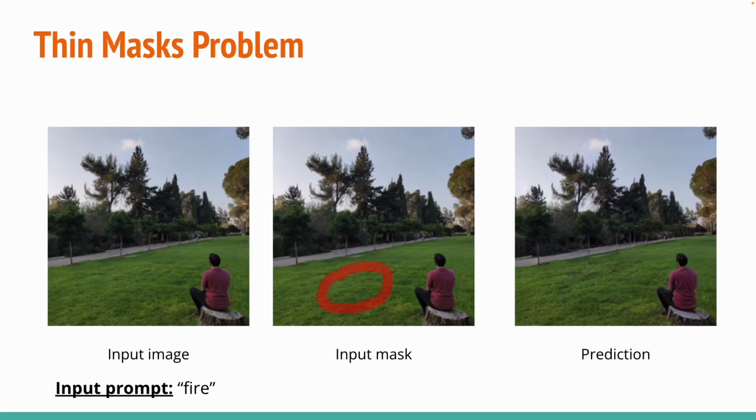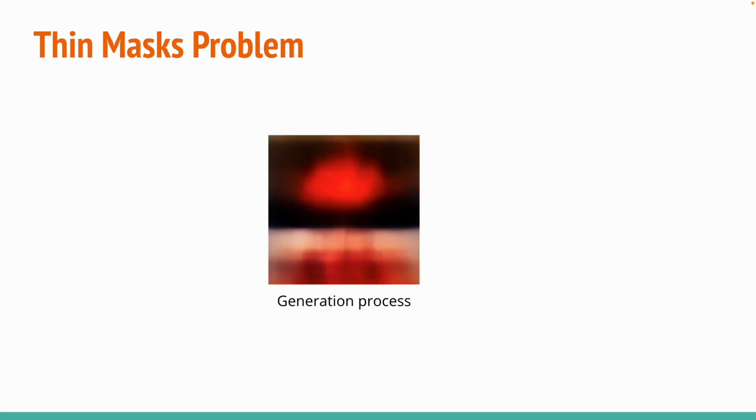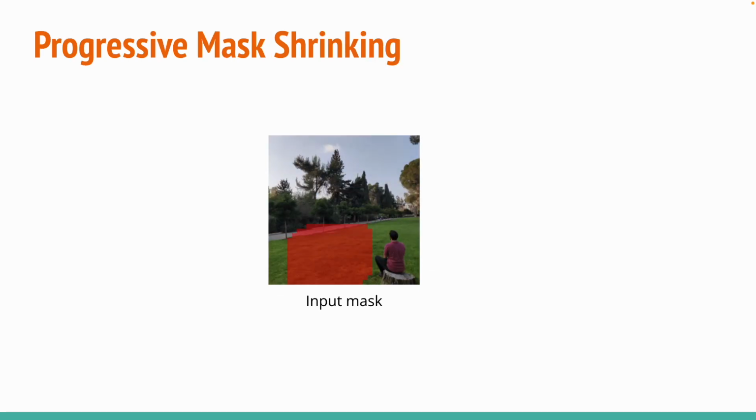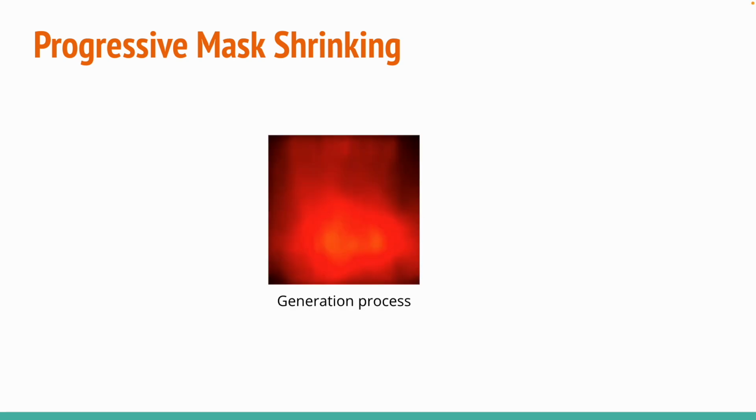Next, we've noticed that when given a thin mask, the model struggles in generating a result that corresponds to the guiding text. We start by visualizing the diffusion process. We notice that in the early stages of the diffusion process, red warm colors are added, but they are removed quickly because of the blending during the diffusion process. We suggest starting the diffusion process with a dilated mask and shrinking it progressively throughout the diffusion process until we get the original mask size. This way, the generated concept, fire in this example, will not vanish.